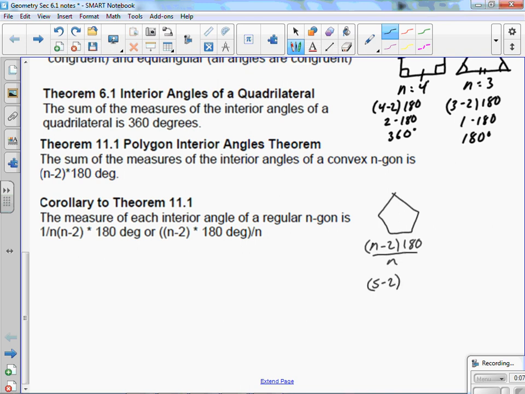minus 2 times 180 divided by 5, when we plug in 5 for the number of sides. It's going to be 3 times 180 divided by 5, which 3 times 180 would be 540 divided by 5 is going to be 108. So each one of the angles of a regular pentagon would be 108 degrees.